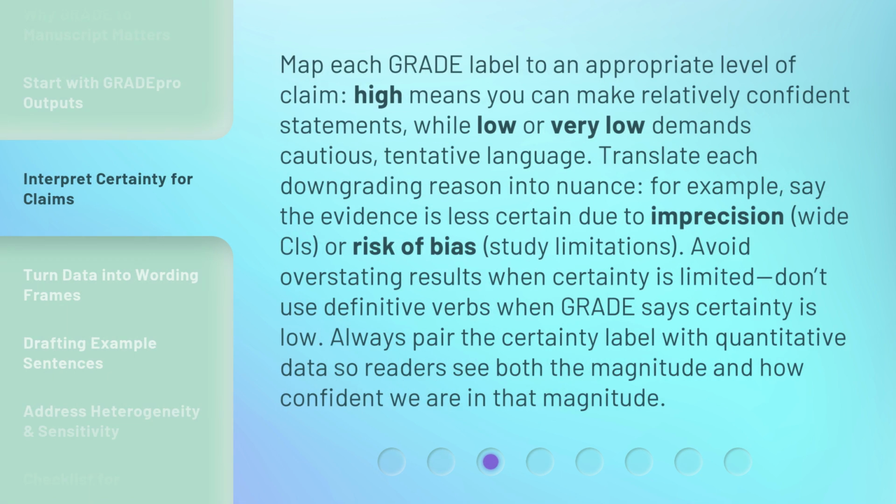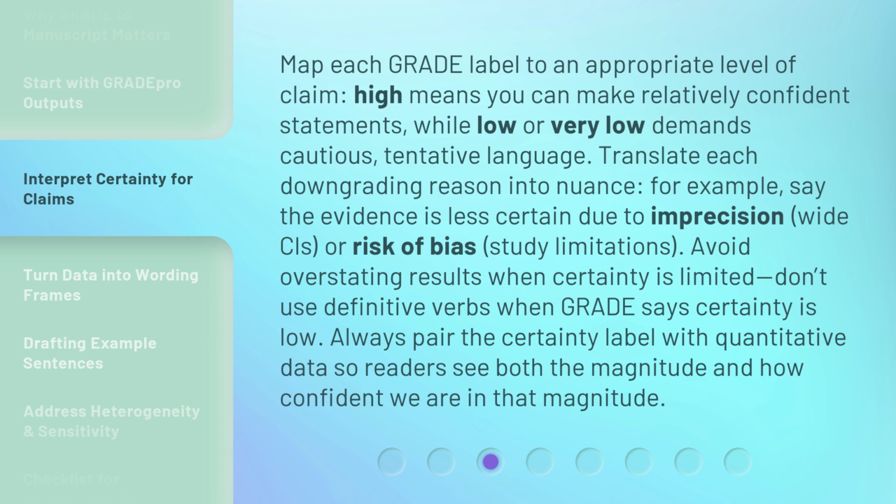Map each GRADE label to an appropriate level of claim. High means you can make relatively confident statements, while low or very low demands cautious, tentative language. Translate each downgrading reason into nuance. For example, say the evidence is less certain due to imprecision, wide CIs, or risk of bias, study limitations.